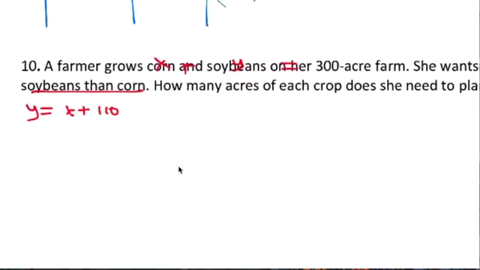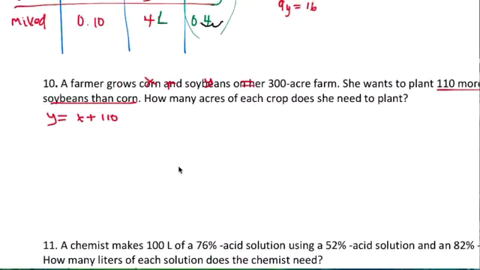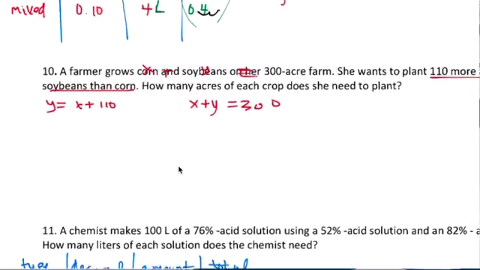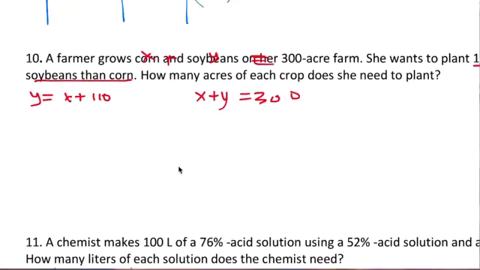Anyways, the farm one: corn and soybean equals a total of 300 acres. So use substitution. Okay, so x plus 10 equals 300. 2x minus 10.